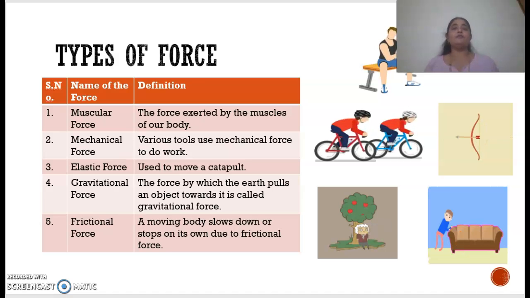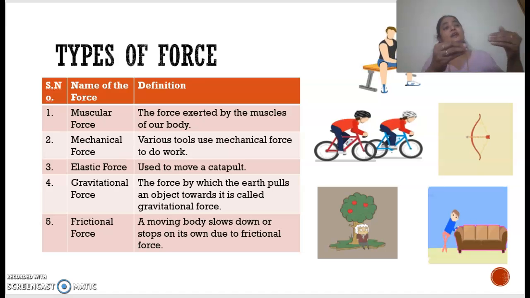The fifth type of force is frictional force. When a ball is moving, after some time the ball slows down, or its speed decreases, and after some time it stops. Why does it stop? Because there is another force which is coming in the opposite direction. That opposite direction force is called frictional force. Frictional force always slows down the motion of the body or stops the body. So these are the different types of force.